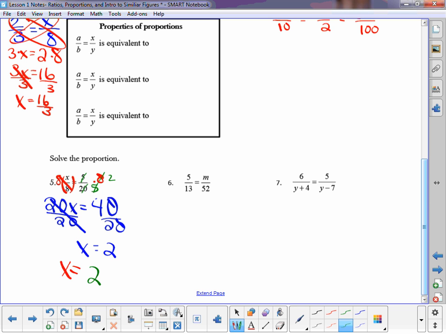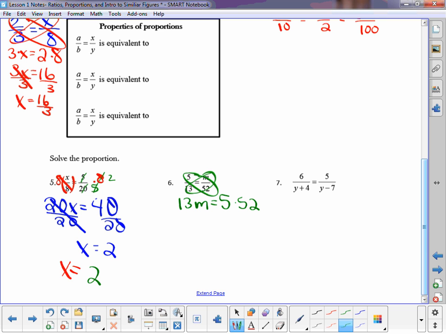Again, we can cross multiply, and we have 13n equals 5 times 52. Notice how we're starting to get into those bigger values. So again, I can still cross multiply. I can multiply out 5 times 52. What is that? 260. But that takes some time and we might make a mistake with it.